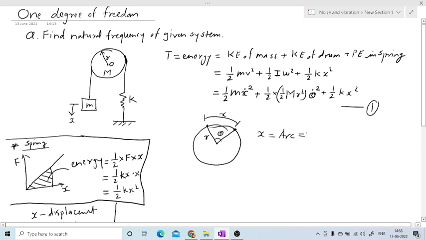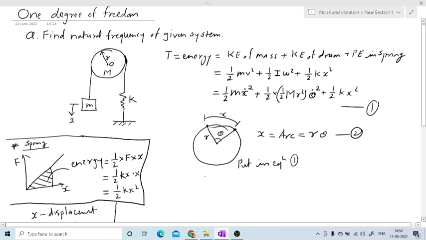So arc is equal to, how to represent arc? We write arc as radius into angle. So it is r into theta. So I will write this as equation 2. So we have the relation x is equal to r theta, and we have the total energy. So put this value of 2 in 1. So put this value in equation 1.